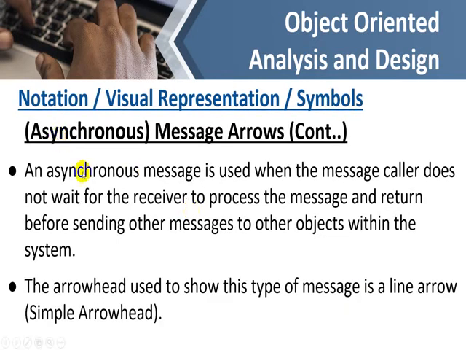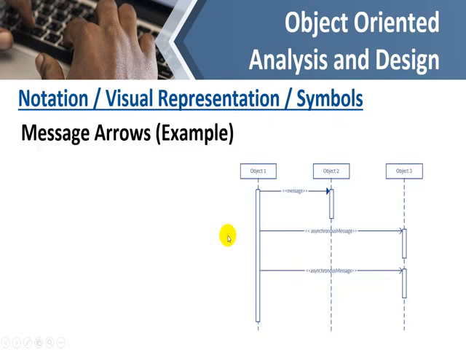Now, what is an asynchronous message? An asynchronous message is used when the message caller does not wait for the receiver to process the message and return before sending other messages to other objects within the system. So that means if I have sent one message to an object A and it is asynchronous, then it does not require that I will wait for the reply. I can send another message to the other object of the same system. The arrowhead used to show this type of message is a line arrow or a simple arrowhead.